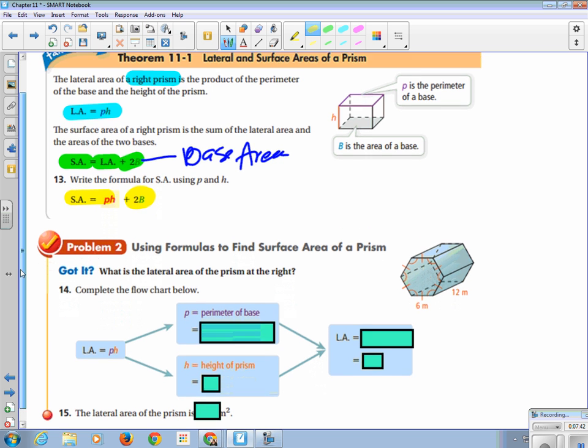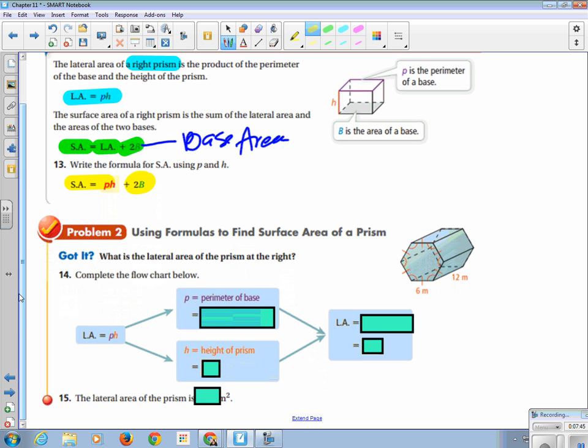Lateral area is like the area you get when you hug. You get all this lateral area hug. You don't get the feet, you don't get the top of the head, but you get all around it.